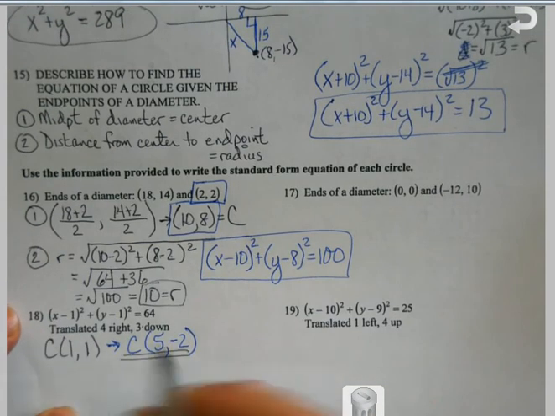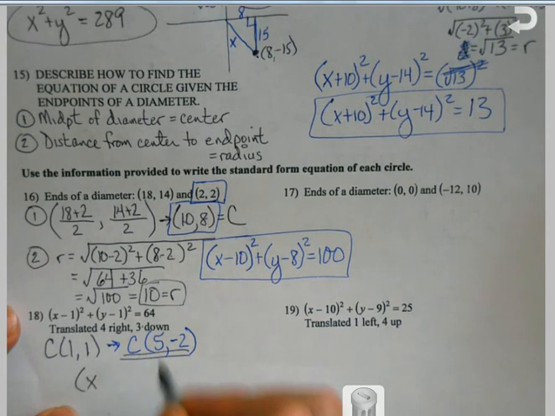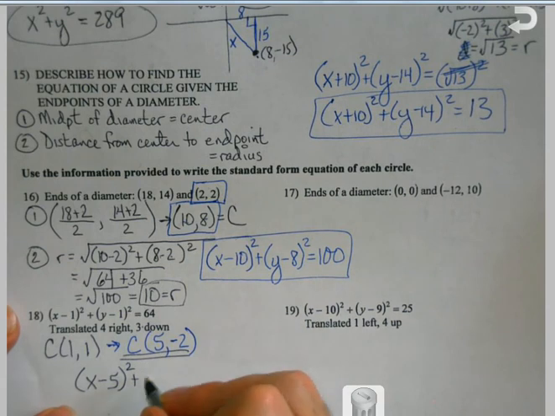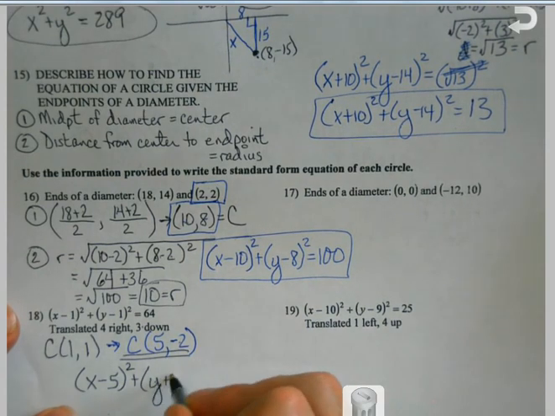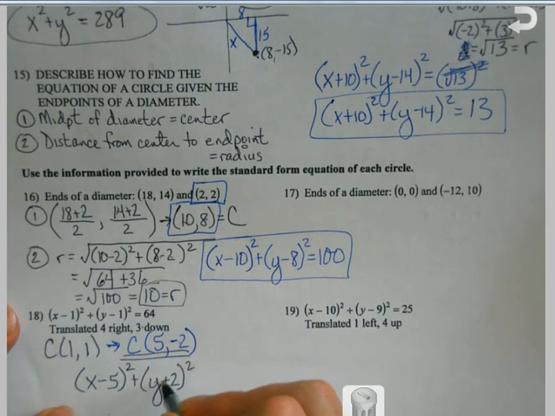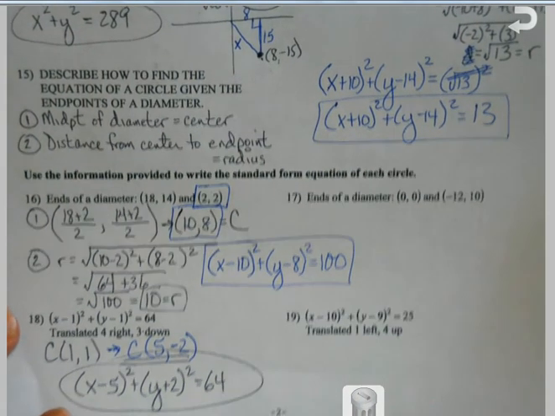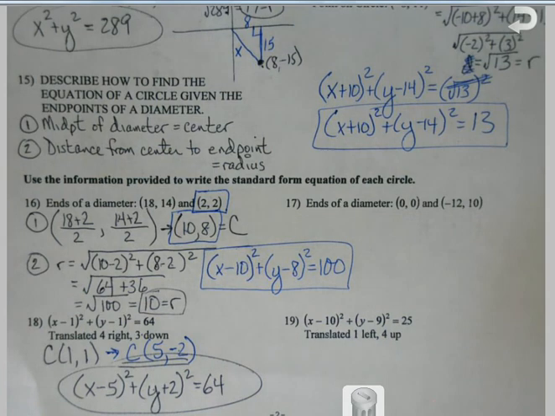So this is the one I'm going to use. x minus my h squared plus y minus my k squared, which changes the sign, but the 64 is still going to be the same.